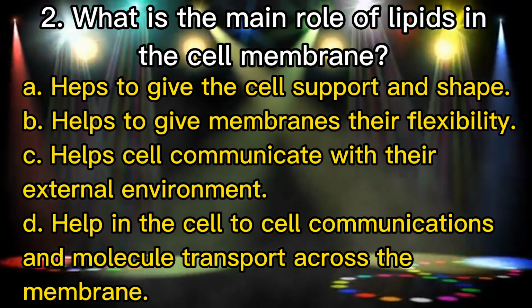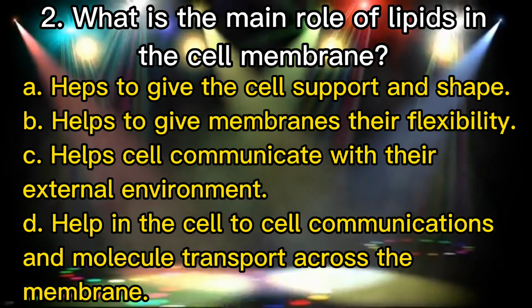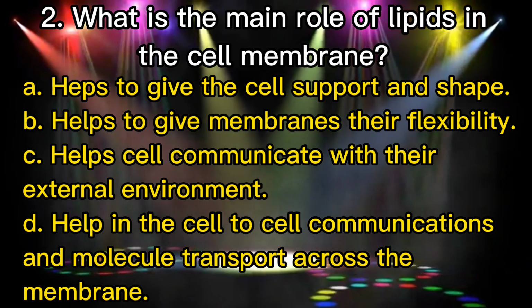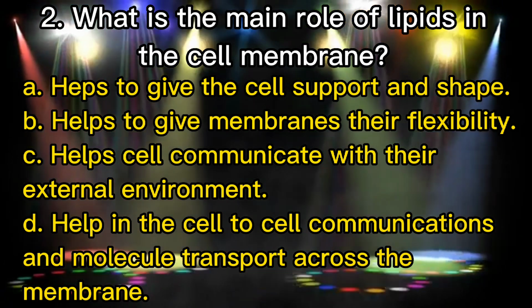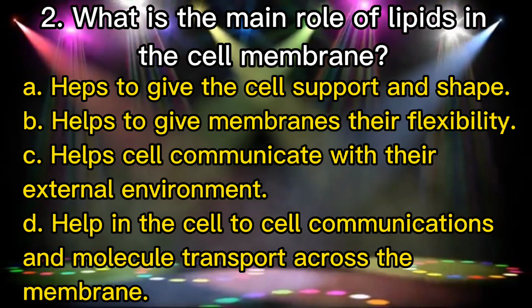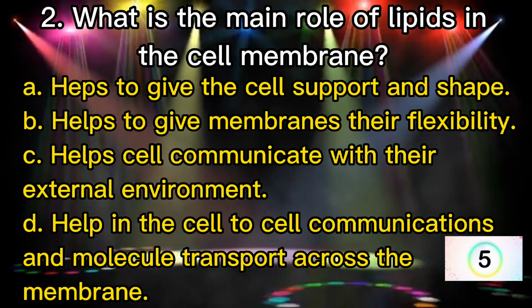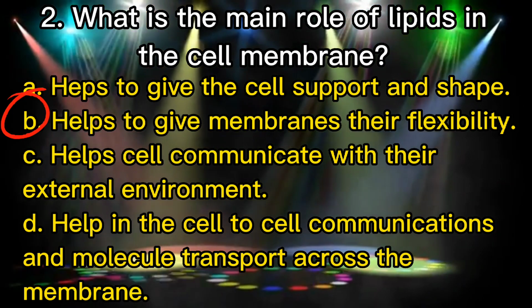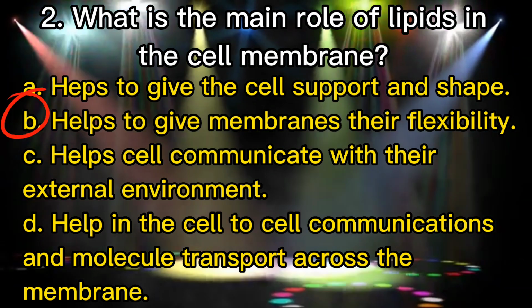Number 2. What is the main role of lipids in the cell membrane? Letter A. Helps to give the cell support and shape. Letter B. Helps to give membranes their flexibility. Letter C. Helps cells communicate with their external environment. And letter D. Helps in cell-to-cell communication and molecule transport across the membrane. The correct answer is letter B. Helps to give membranes their flexibility.